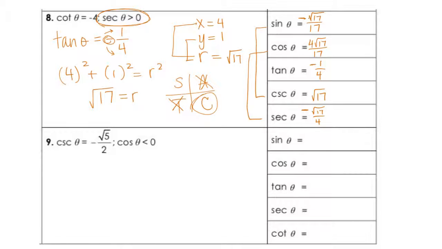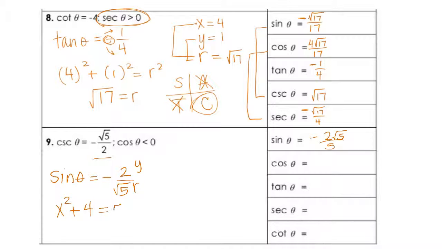Okay, so for number 9, if we're given cosecant is the negative square root of 5 over 2, then I know automatically that sine of theta is going to be negative 2 over the square root of 5, isn't it? And so over here, if I rationalize that, I'm going to have negative 2 root 5 all over 5. That also tells me that I know a y value and I know an r value. So I should be able to find x. So we're going to say x squared plus our y value squared is going to equal the square root of 5 squared.